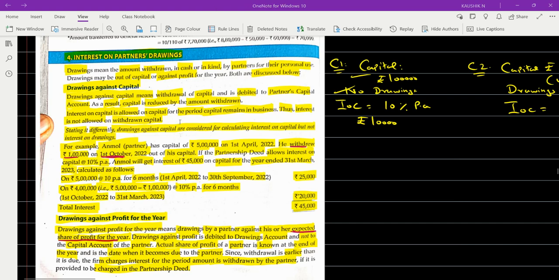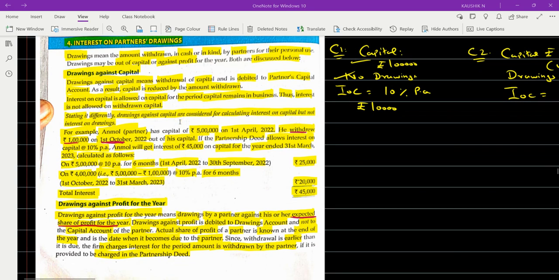Okay, so here we go. Interest on drawings. So two different types of drawings. One is drawings against your capital and another one is drawings against your profit. Where it is drawings against your capital, obviously from the capital you are going to withdraw an amount in the name of drawings, and that will affect the interest on capital. Remember, the interest on capital will get affected if drawings has been done against the capital.